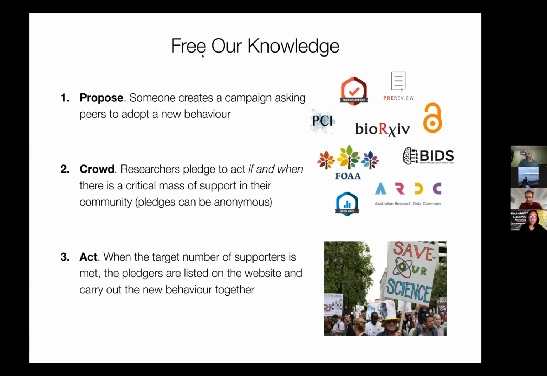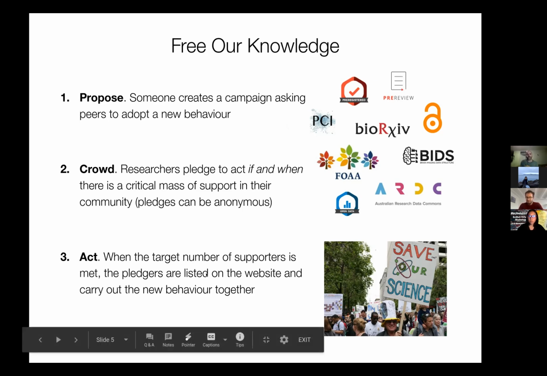So this is how it works. Any researcher can propose a campaign using the platform. And this might be something like asking your peers to pre-register a study, or adopt a new platform that's been released, like PreReview or Principia, like we just heard about. And then you put that campaign out to the crowd and basically ask your peers to pledge to support that campaign. So one campaign, for example, might ask people to post a review on one of these platforms, but that pledge doesn't become active until you've got a critical mass of support. So for example, you might ask for a target of 100 people. And then once 100 people have signed up to that campaign, everybody acts together.